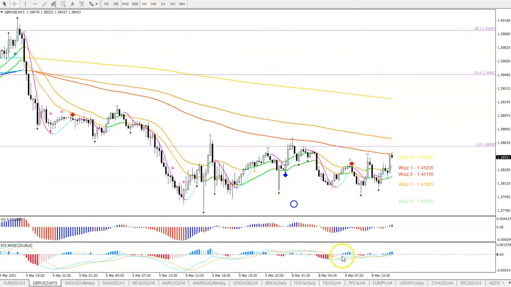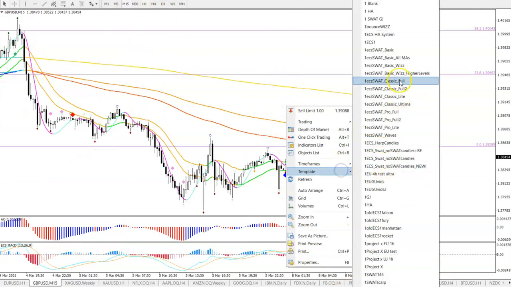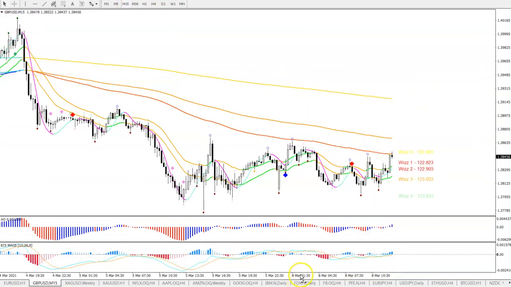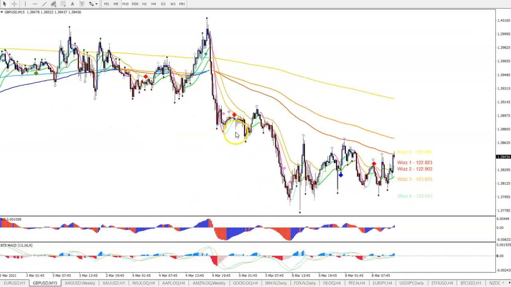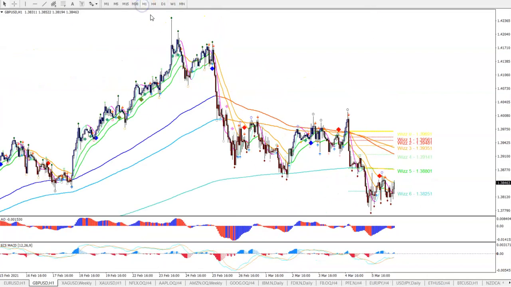So let's take a quick look at the 15-minute chart. Let me get rid of all the lines here quickly. And well, this could be a wave 4. It certainly looks like a choppy wave 4. This looks like a wave 1, 2, 3. This could be a 4 or an AB.